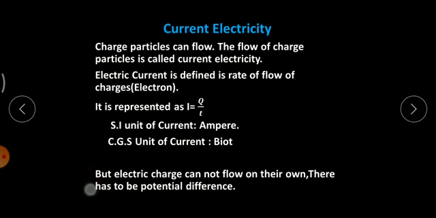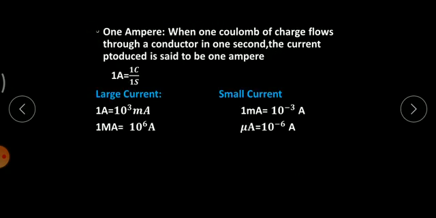But electric charges cannot flow on their own. There has to be a potential difference. Since I am saying current electricity means the flow of charges, the rate of flow of charge is known as current electricity. This electric charge cannot flow on its own; it always requires a potential difference. So what exactly do we mean by potential difference? If the potential difference is there, only then will electric charge flow. We will see potential difference first, after completing the electric current portion.